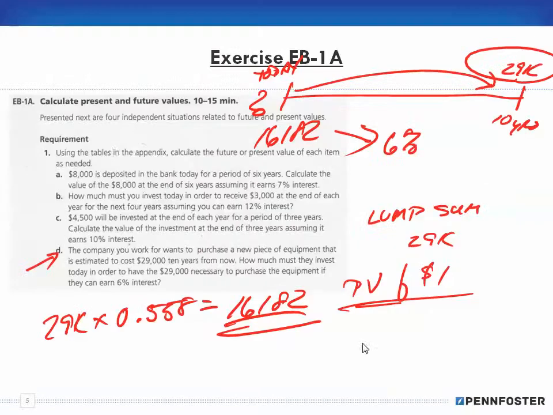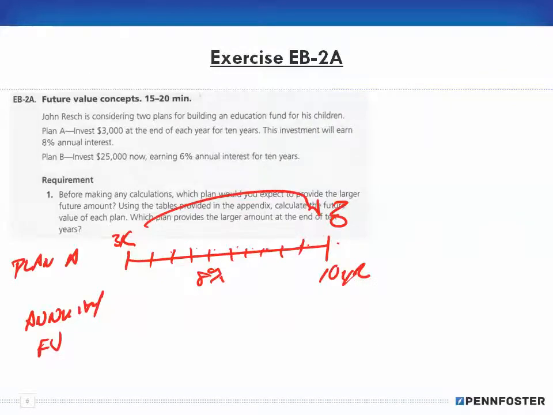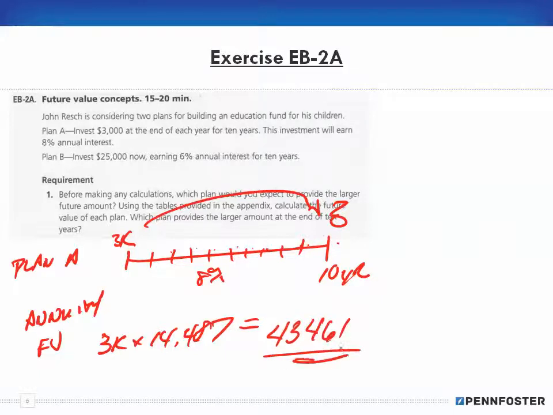14.487. So I take the 3,000 times the 14.487, and when I multiply that together, I end up with $43,461 at the end of 10 years. So plan A, I'm going to have $43,461. Okay, pause the video and copy that all down if you have to, because now I'm going to work plan B.